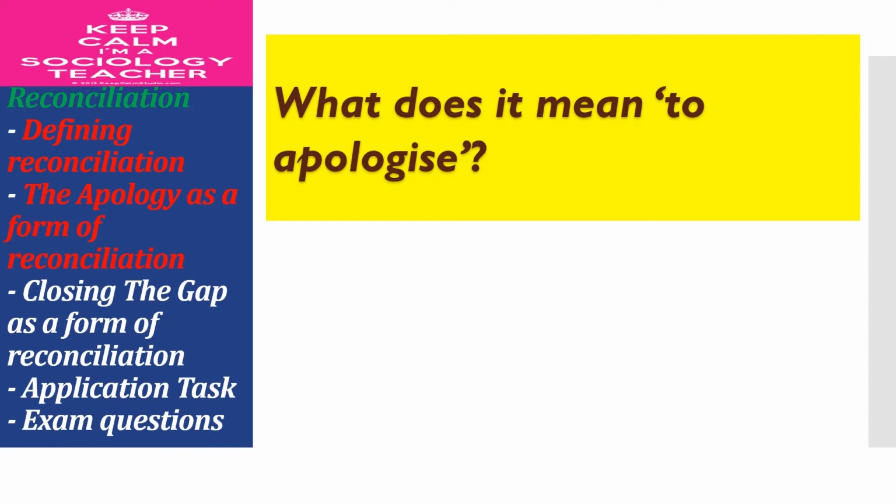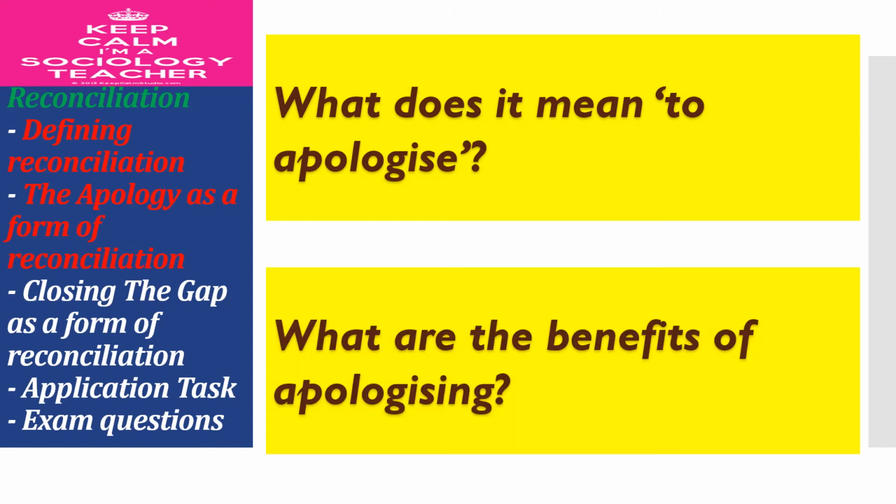What does it mean to apologize? To apologize is to say I made a mistake and I'm sorry for the mistake. What are the benefits of apologizing? The person feels better, but they don't actually gain anything. Hence, symbolic reconciliation.